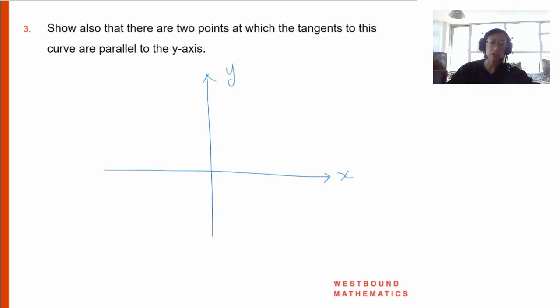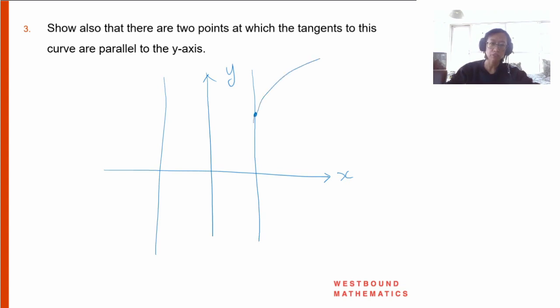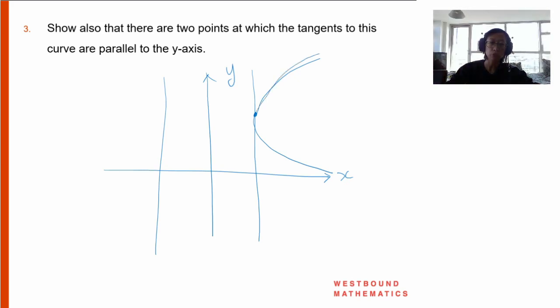So the tangent line needs to be parallel to the y-axis, so it needs to look something like this, right? So for the point on the curve to have such a tangent line, the curve maybe looks something like that. We don't know. We don't need to know the shape of the curve in order to solve this question. We just need to know what conditions these points need to meet in order for the tangent line to be parallel to the y-axis.